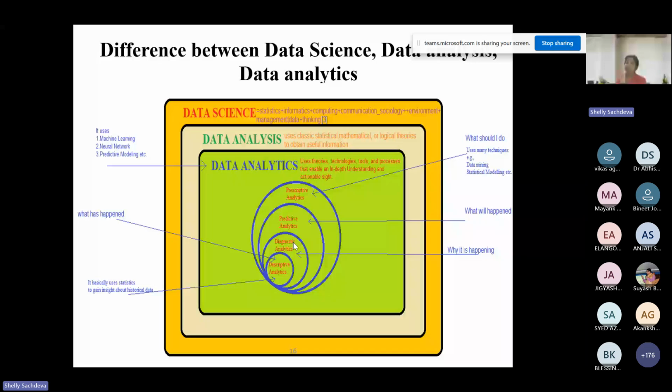Then the next day, and the day after that, were also major ones. So what will be happening? Precautions need to be taken for that particular thing, but until and unless we know why it is happening, we will not be able to stop it. So what will happen? And finally, predictive analytics is: what should I do in order to avoid this particular scenario? So this is where we talk about the different kinds of analytics.